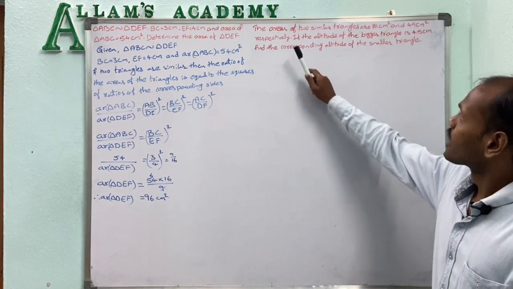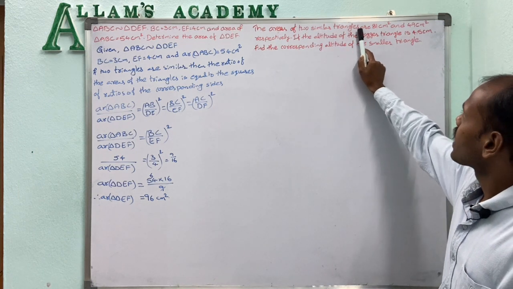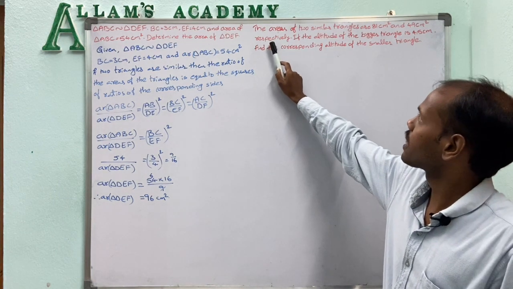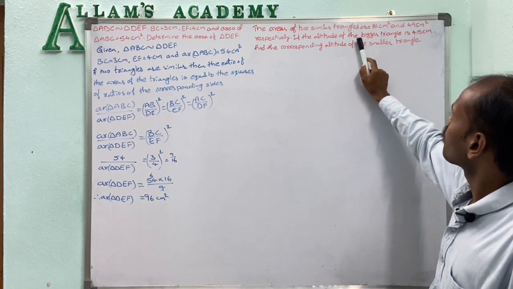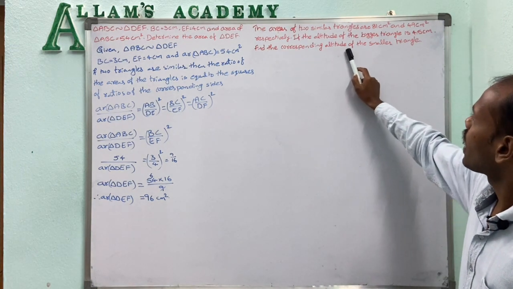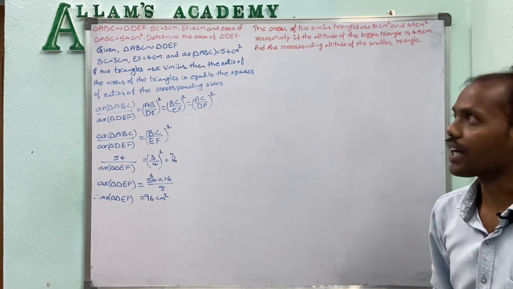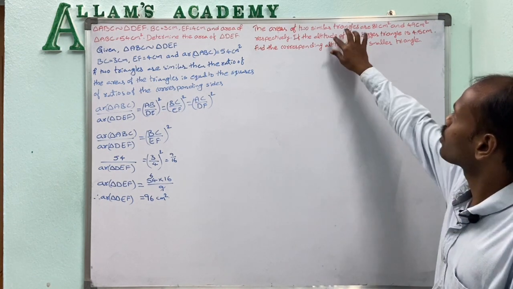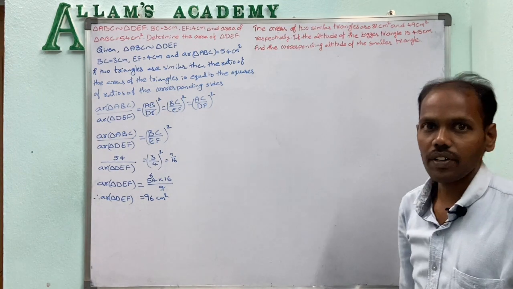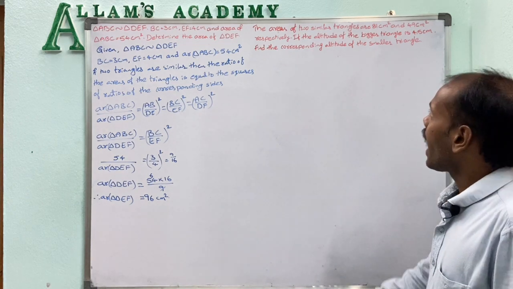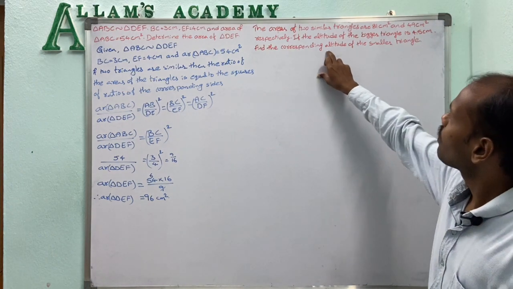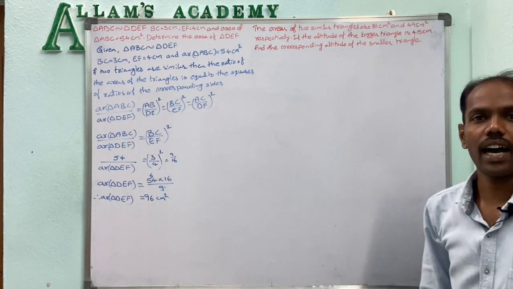Okay, the areas of two similar triangles are 81 centimeter square and 49 centimeter square respectively. If the altitude of the bigger triangle is 4.5 centimeters, find the corresponding altitude of the smaller triangle. So here also, two similar triangles have areas 81 centimeter square and 49 centimeter square, and one triangle's altitude is 4.5. Find the corresponding altitude of the other triangle.